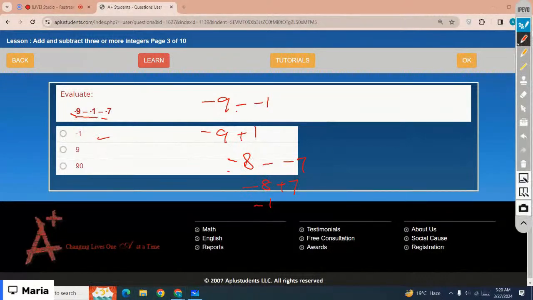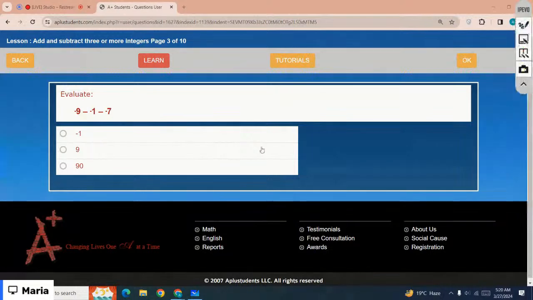So the correct option is negative 1. Option number 1 is the correct option.